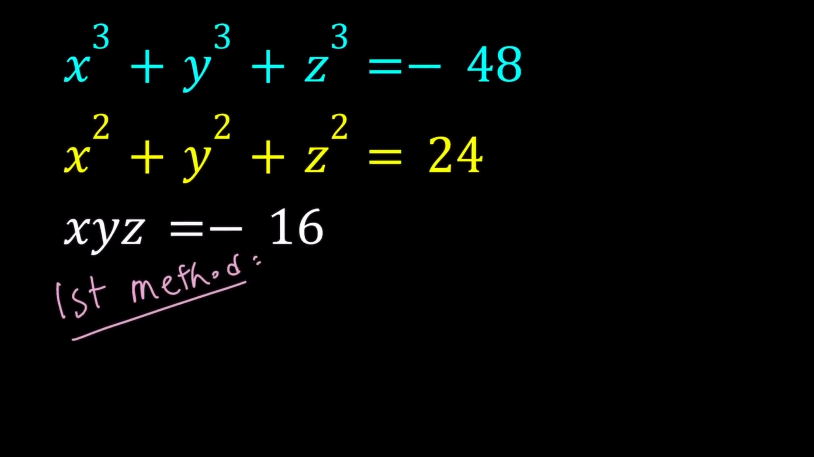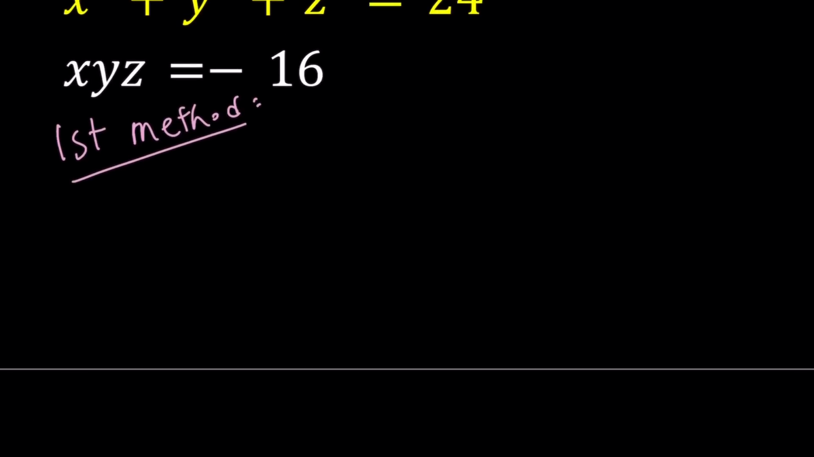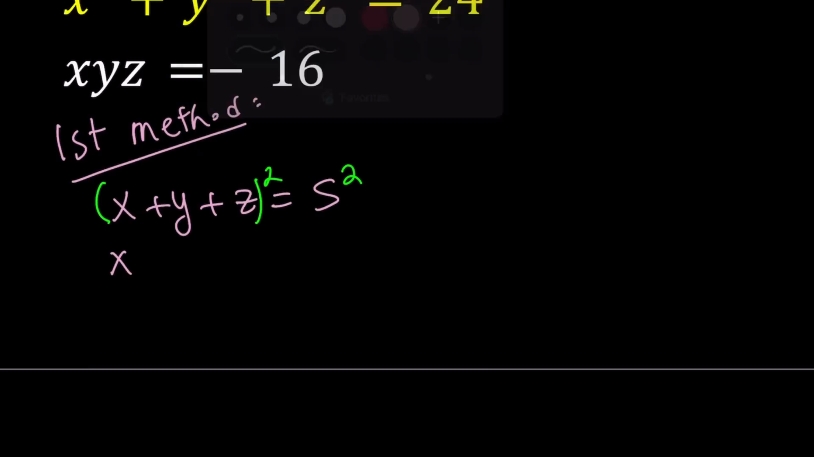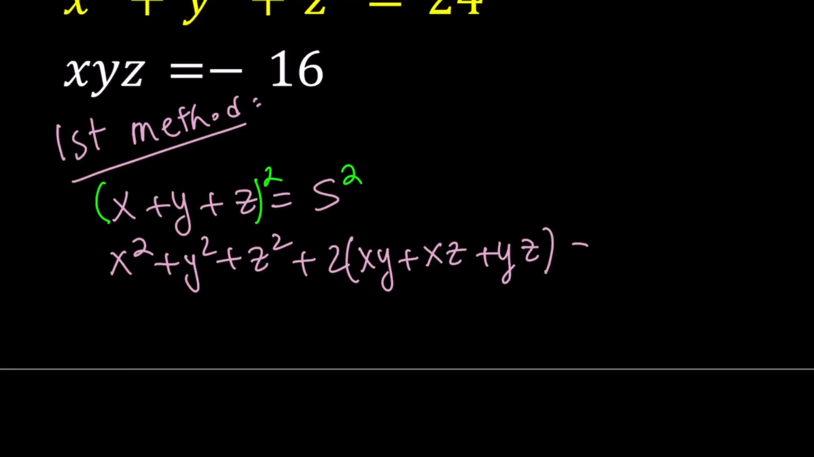So for my first method, I'm going to use substitution. Since I don't know the sum, x plus y plus z, I want to call that something, how about s? And then I'm going to square both sides. When I do, I'll end up with something like this, x squared plus y squared plus z squared plus 2 times the quantity xy plus xz plus yz is equal to s squared.